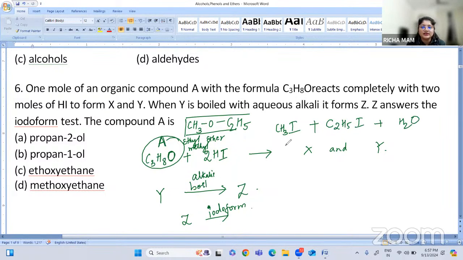So this is the compound. This can be your X, this can be your Y. Now if I take Y, what is Y? Ethyl iodide. If I treat it with some aqueous alkali, which alkali will I take? I'll take aqueous NaOH.